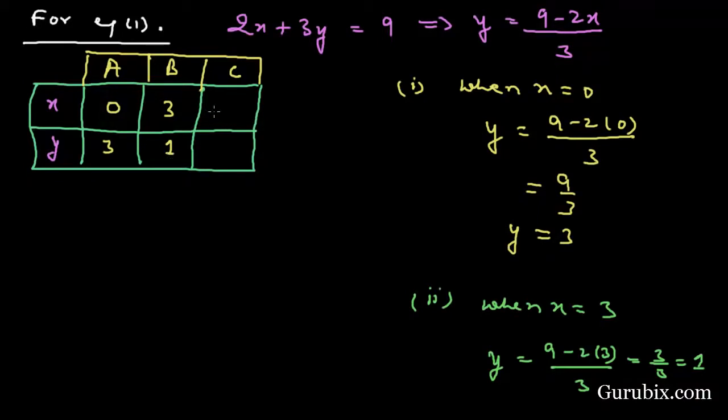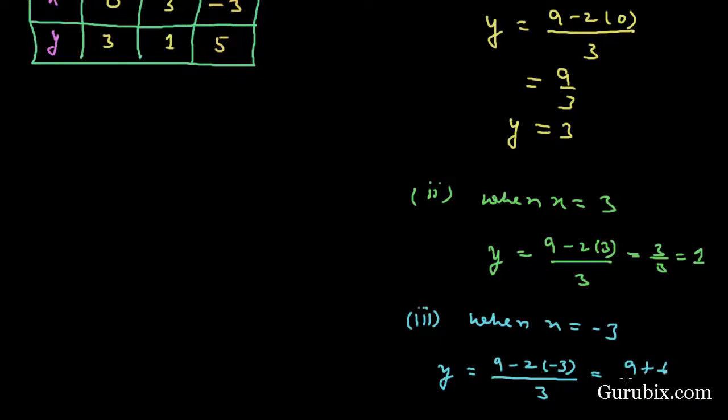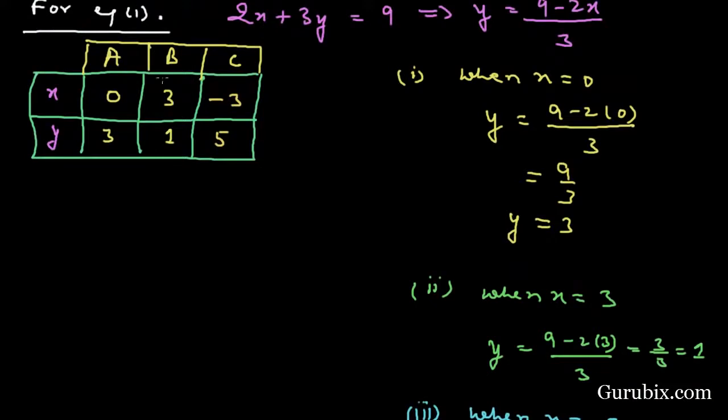Or we take x equals minus 3, then y equals 5, and this is the third condition. When x equals minus 3, then y equals (9 minus 2 into minus 3) over 3. This means (9 plus 6) over 3, which means 5. So now we have 3 points, 3 solutions of the given equation.